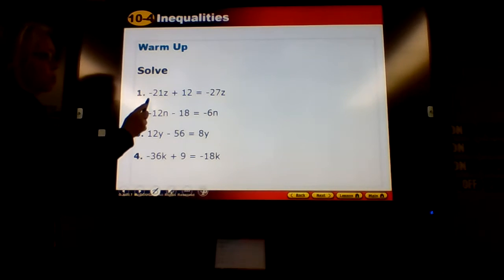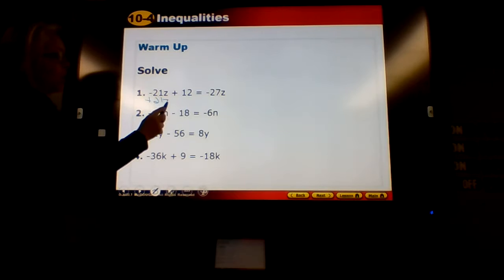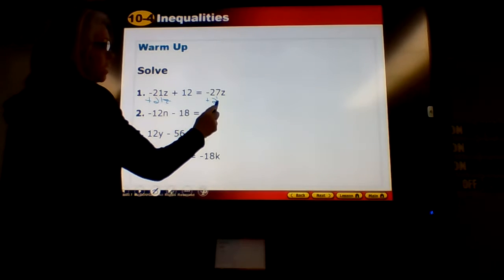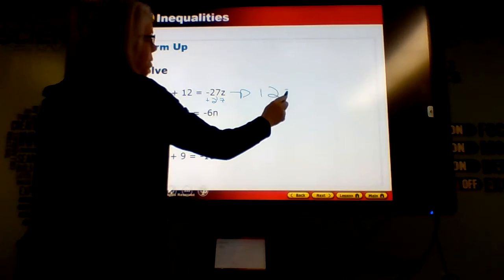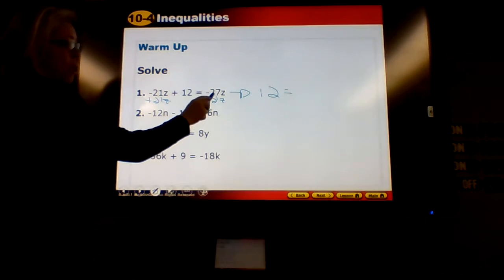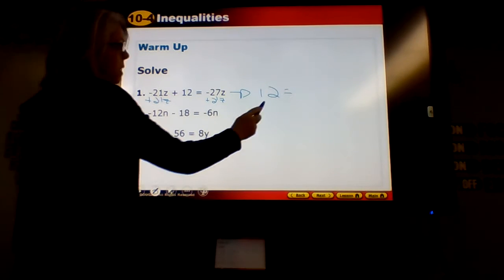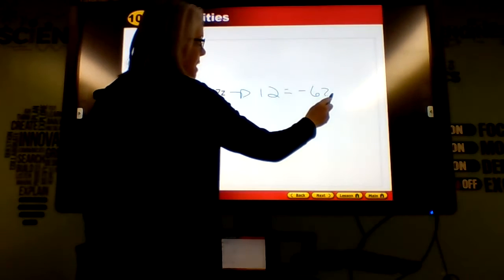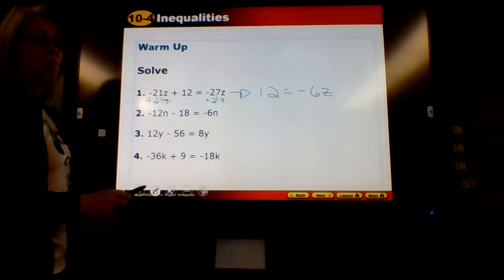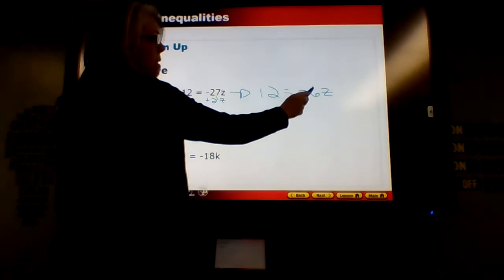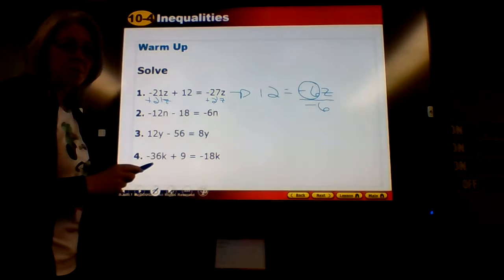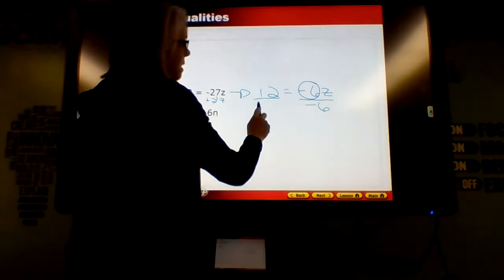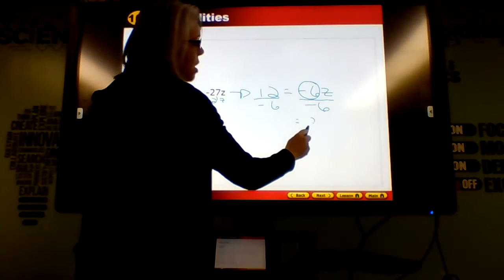I'll work through the first one with you. So you'd add 21z to both sides. So you would be left with 12 equals negative 27 plus 21, which is a negative 6z. So now you just have a one-step equation, but this is a negative, which means you have to divide by the inverse of multiplication, divide by a negative 6, divide by a negative 6.